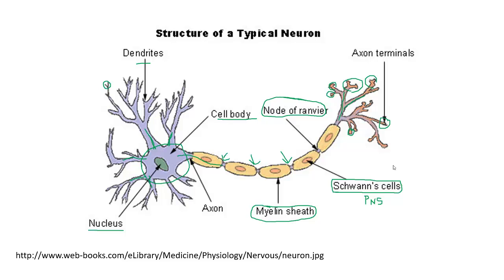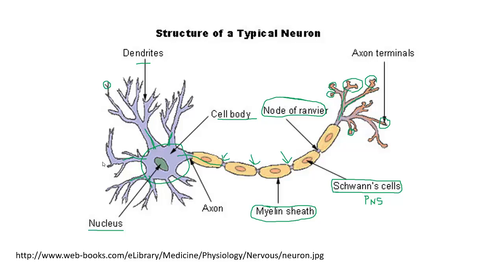But in order to understand how an action potential or a graded potential is generated, we talked a little bit about action potentials versus graded potentials in the previous part of this lecture. We need to understand what resting membrane potential is. So a graded potential is basically an electrical impulse that travels a short distance.